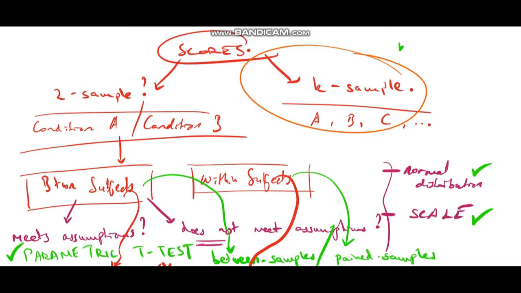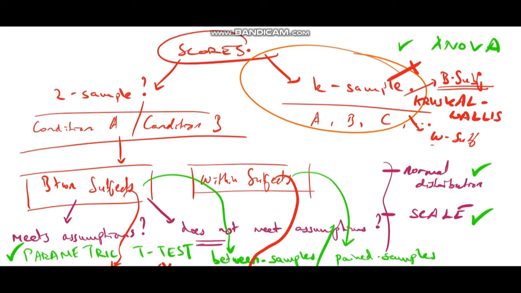Now if your data is k-sample, if it meets assumptions, you're just looking at a simple analysis of variance, and if it doesn't, then you need to choose between, depending on the experimental design again, a Kruskal-Wallis, or if it's within subjects, a Friedman's test.